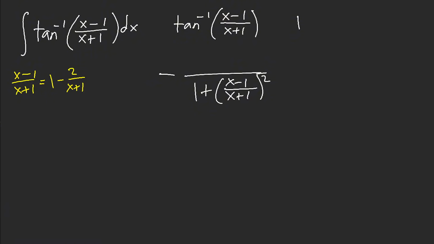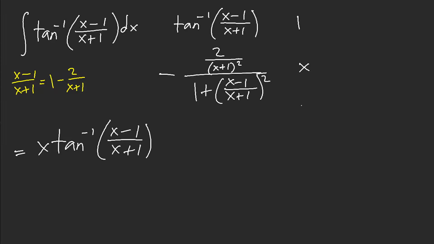Okay, so derive this, and we get something like positive 2 over x plus 1 squared, and this is x. Okay, so we get x inverse tangent of x minus 1 over x plus 1, then minus the integral of, well, we can cancel this out here. Just don't forget to do this part. So we get like 2x over x plus 1 squared plus x minus 1 squared.